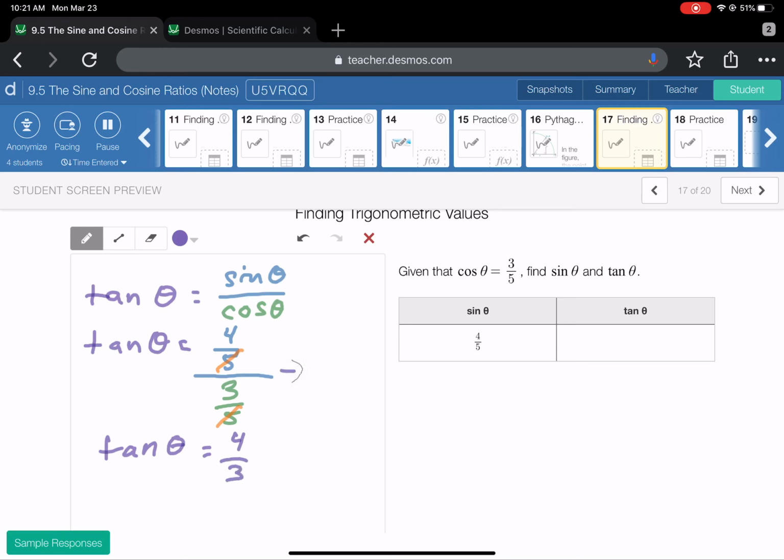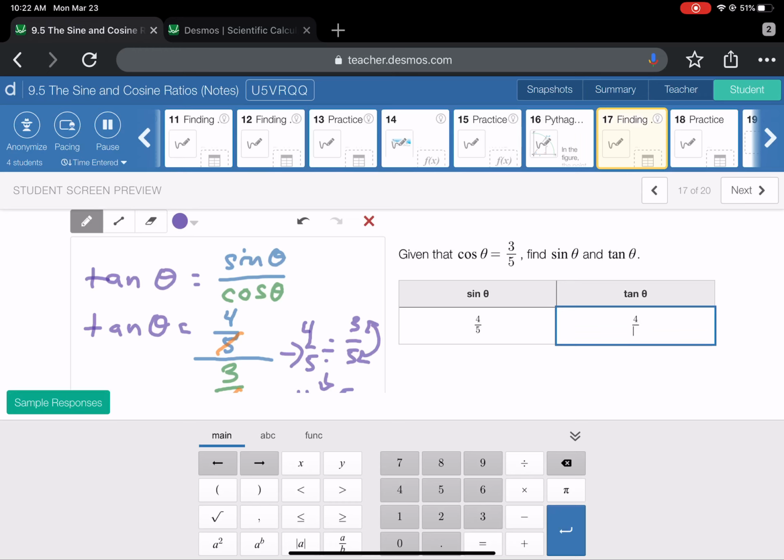Let me show you how this works over here. If I have 4 over 5 divided by 3 over 5, because it's division and you're dividing fractions, we will make it easier by changing it to multiplication. The first fraction stays the same, 4 over 5, and then we change it to multiplication, and this fraction changes position. So we have 5 over 3. That's going to give us 20 over 15, which simplifies to 4 over 3. So that is our tangent theta.